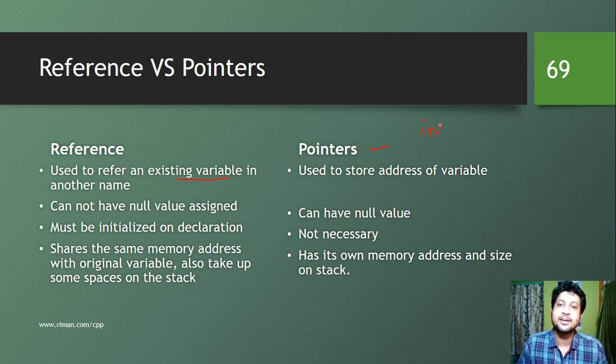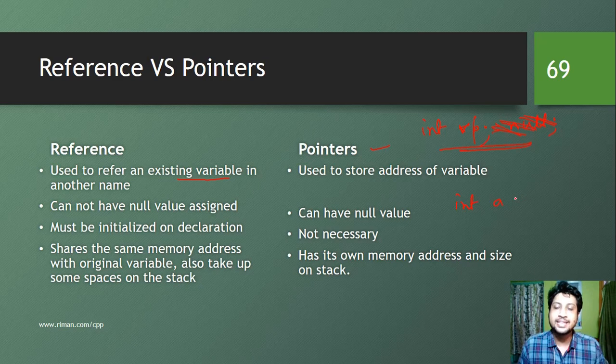We can easily declare a pointer like int *p = NULL. So we can easily define a pointer, or rather we can define a pointer like this as well. That means it is by default initialized with null. A reference shares the same memory address with the original variable, while a pointer also takes up some space on the stack. So basically, a reference variable is sharing the same memory address. That means the reference variable and the original variable have the same memory address, whereas in the case of pointers, that is not the case.